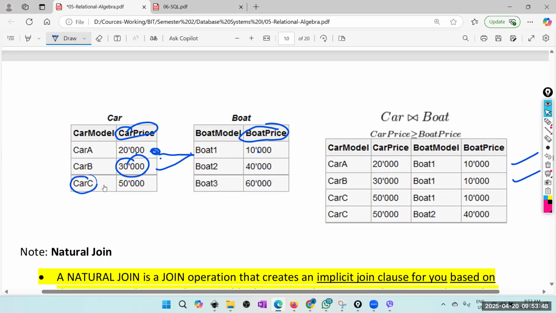Now if you take car C 50,000, 50,000 must be bigger than this. Of course, 50,000 is bigger than 10,000, and 50,000 is bigger than 40,000. Therefore I can connect car C 50,000, board 1 10,000 and car C 50,000, board 2 40,000. This is the result of the theta join. Is it clear? It's an inner join, but theta inner join, not equi inner join. This can even be an outer join.